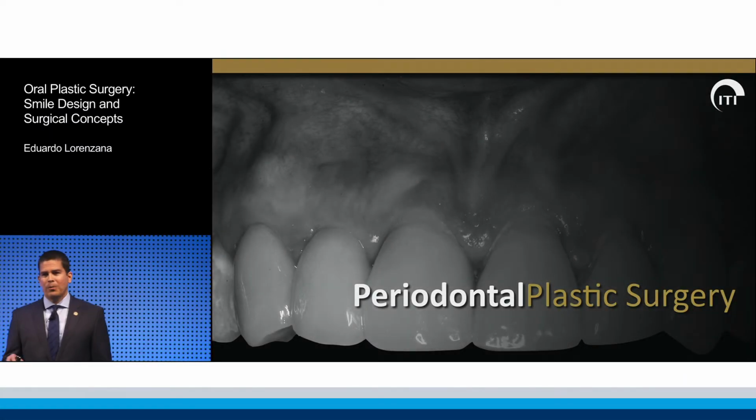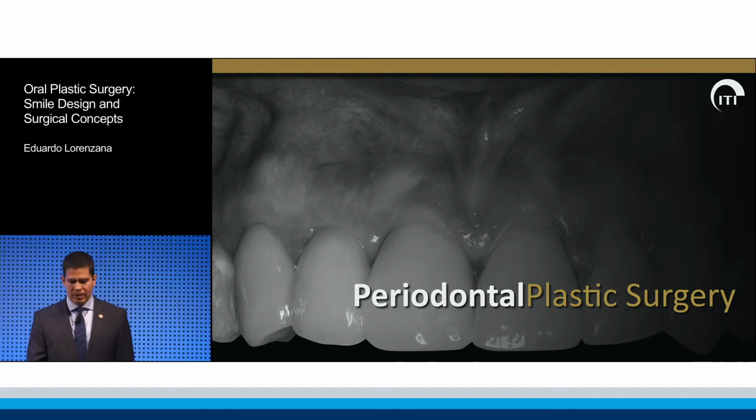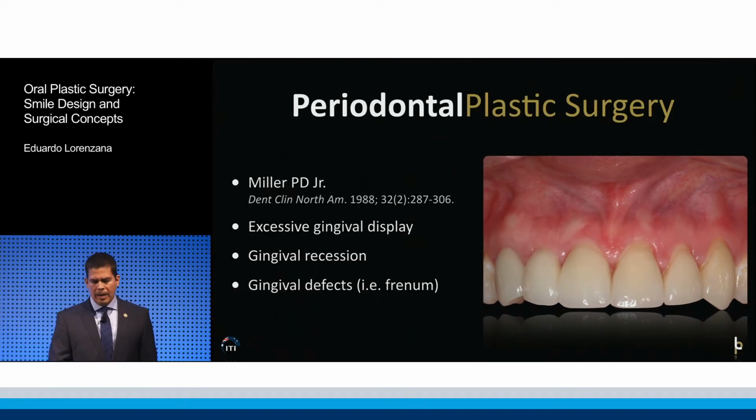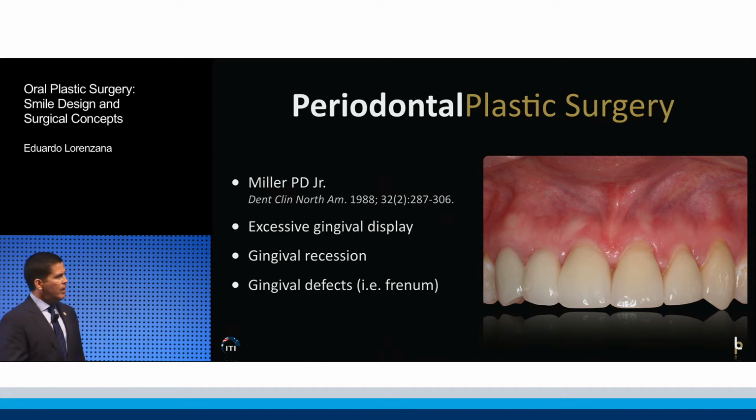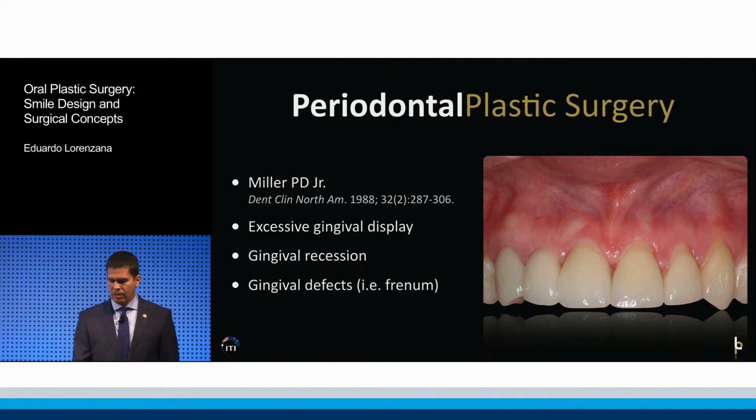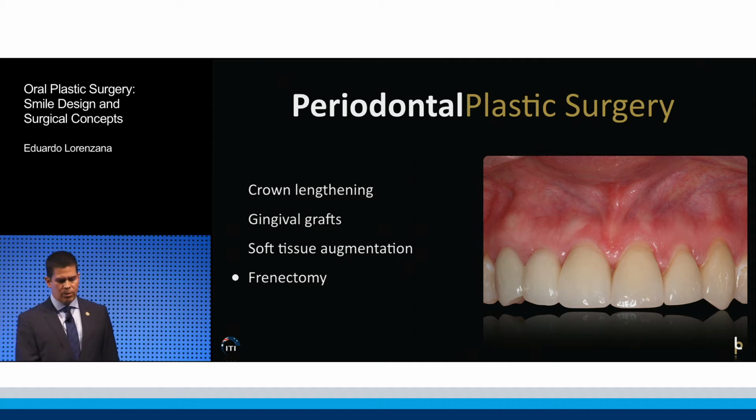So in talking about what we're going to discuss today on oral plastic surgery, you're probably more familiar with the term periodontal plastic surgery. Periodontal plastic surgery is terminology that was first coined by P.D. Miller and has to do with situations such as excessive gingival display, gingival recession, gingival defects around the dentition, and the associated procedures in order to correct those situations.